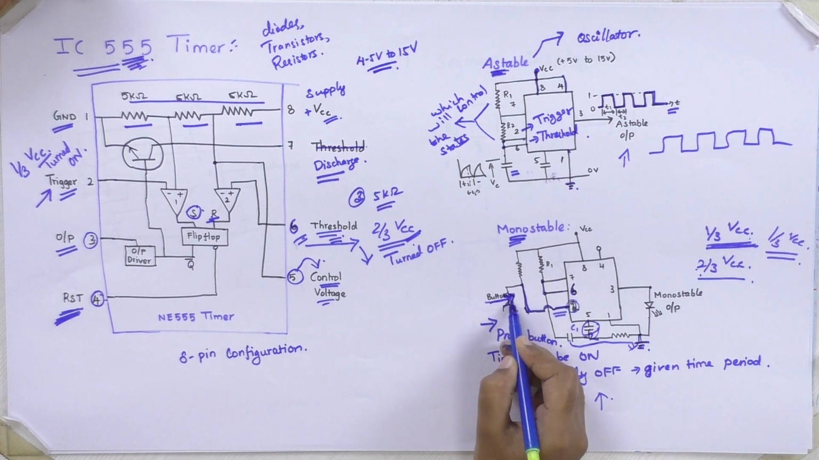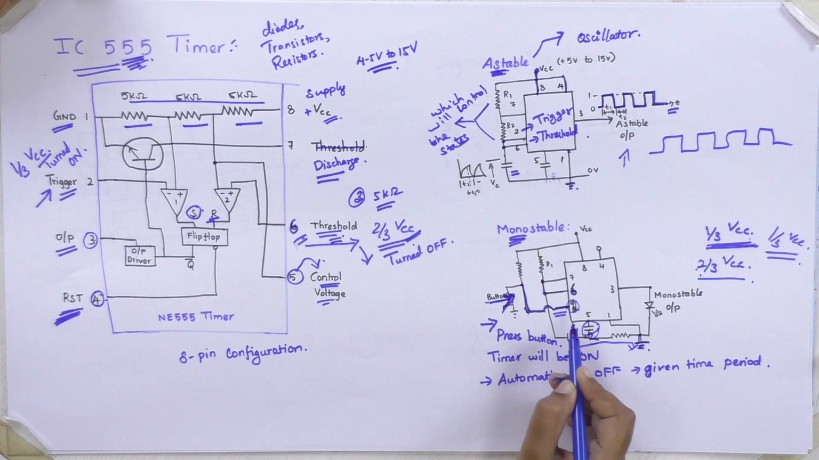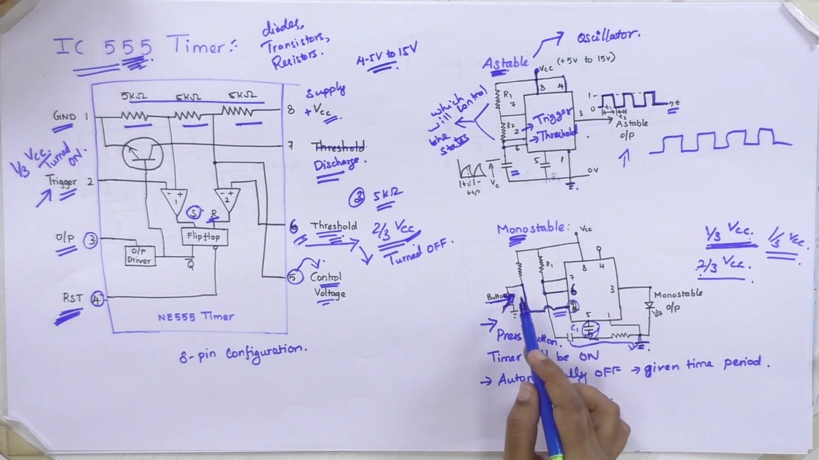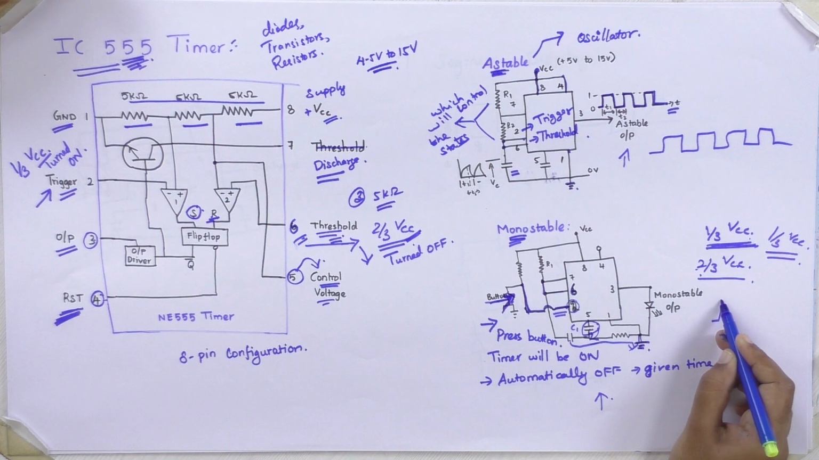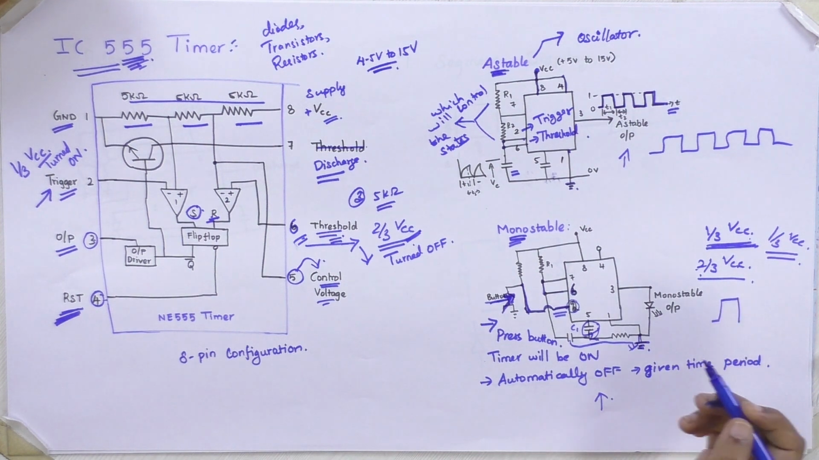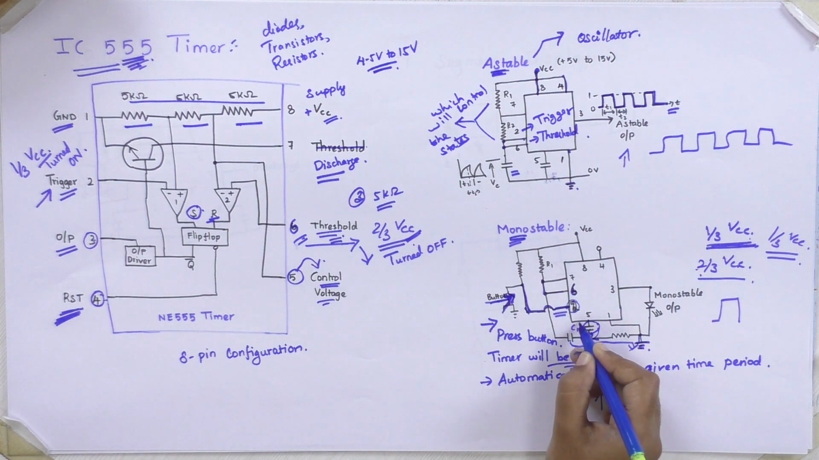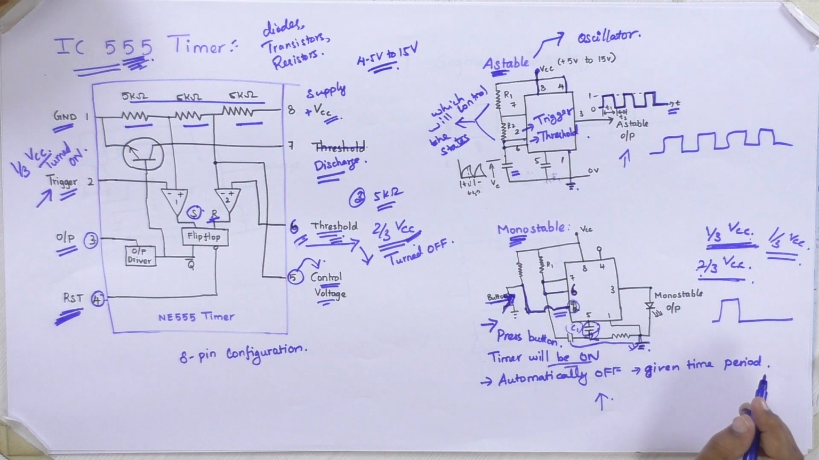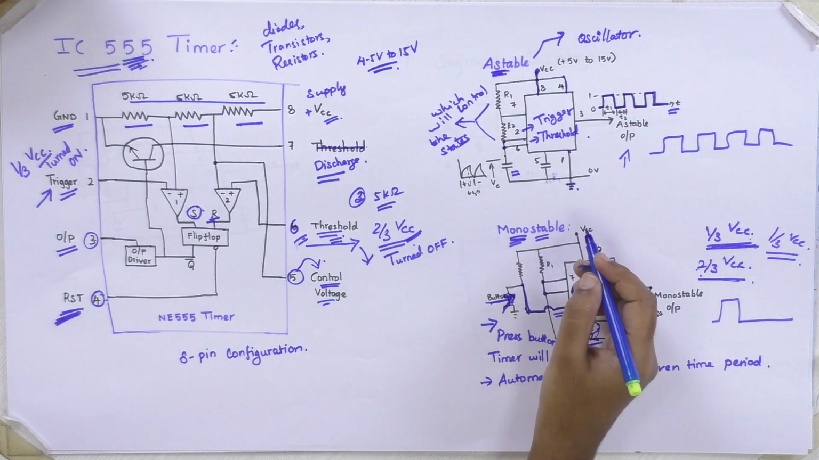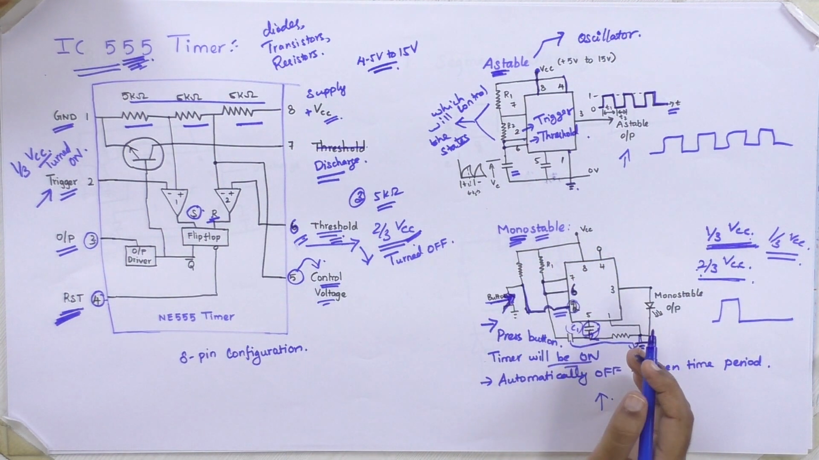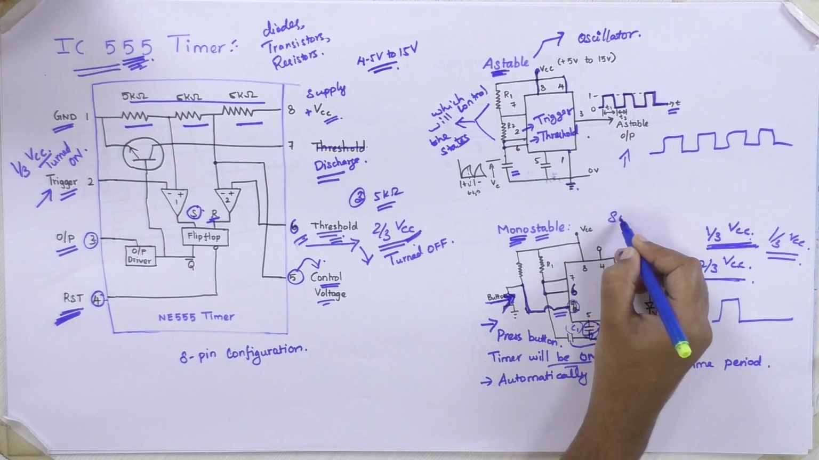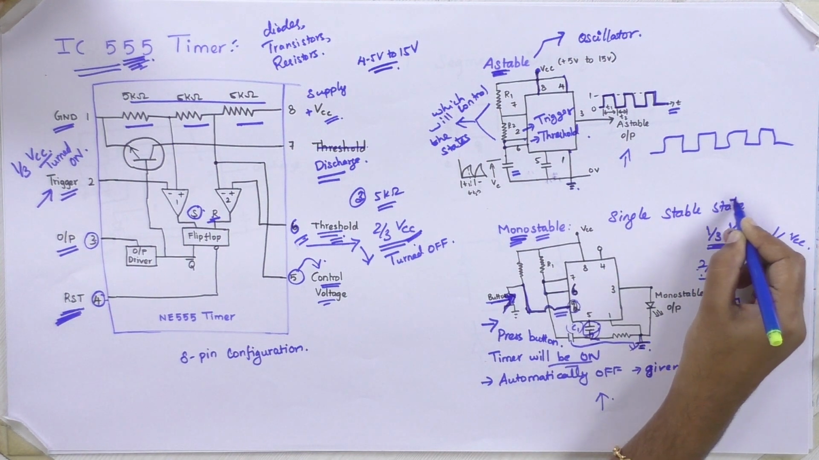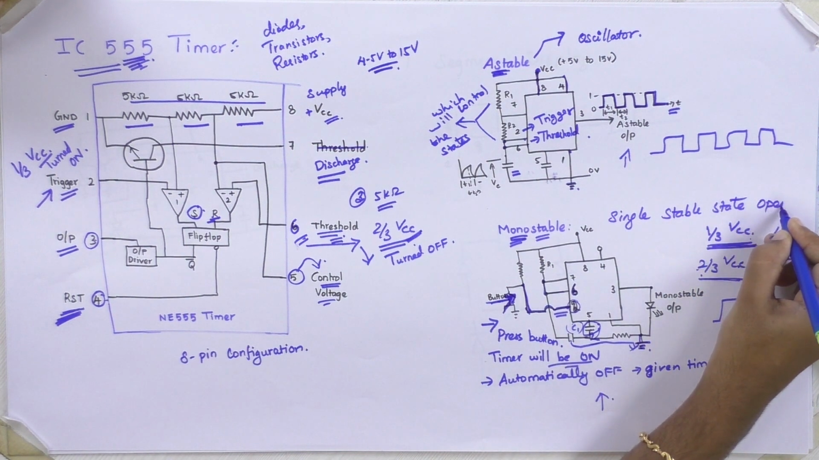Once the push button is pressed, that is, once you give a trigger pulse a high value, your monostable state will automatically generate a high output value. Then, for a certain period of charging C1, once it reaches 2/3 VCC, it automatically goes off. So this monostable type of timer circuit will be used for a single stable state operation. Once it is turned on, it will turn off automatically.